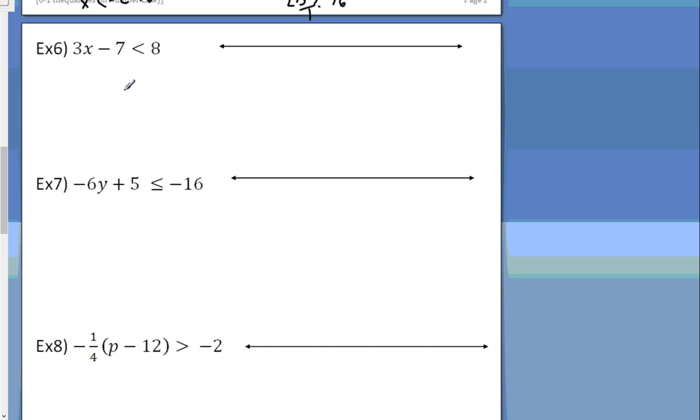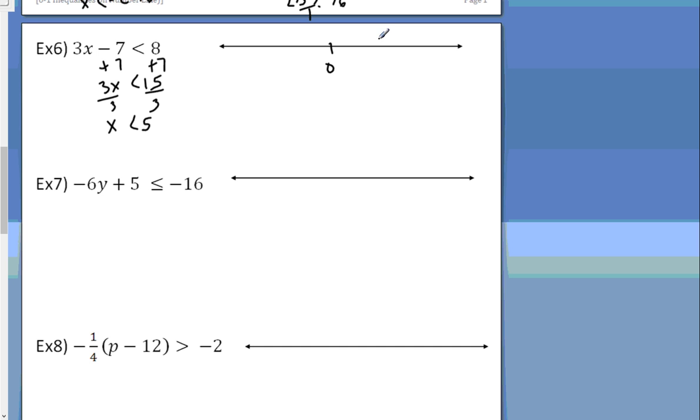In this problem, we're going to solve it just like before. So we want to get the x by itself. So let's start off by adding 7 to both sides, right? And we end up with 3x is less than 8 plus 7 is 15. And then we divide both sides by 3. X is less than 5. Real easy. How do I graph that?